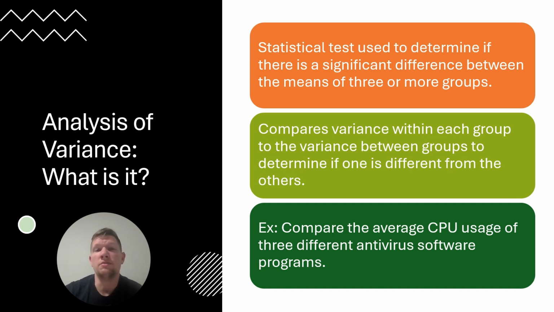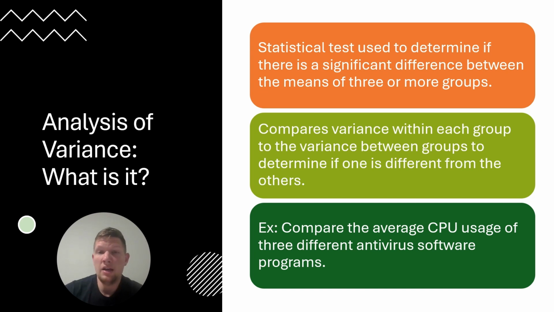ANOVA works by comparing the variability within each group to the variability between groups. If the variation between groups is much larger than the variation within the groups, it suggests that at least one group's mean is significantly different from the others. But if the variations are similar, we can't confidently say that any group stands out. A key output of ANOVA is the p-value, which tells us whether differences are statistically significant or just due to chance.